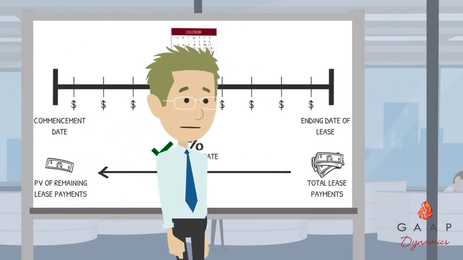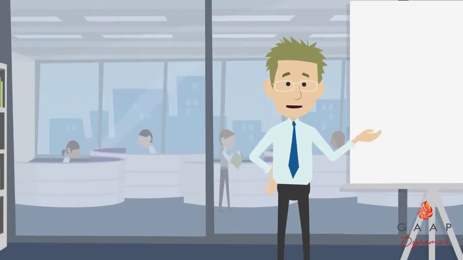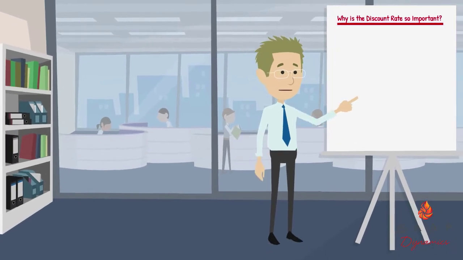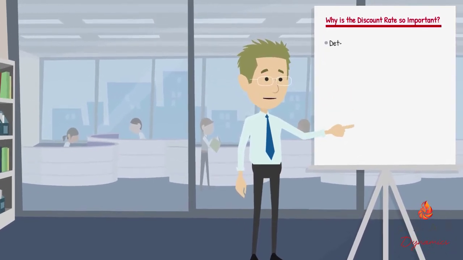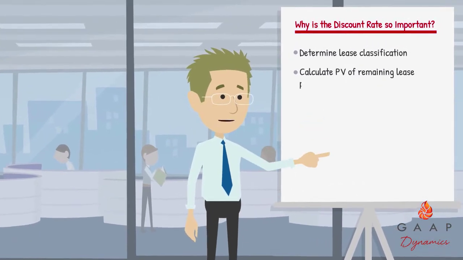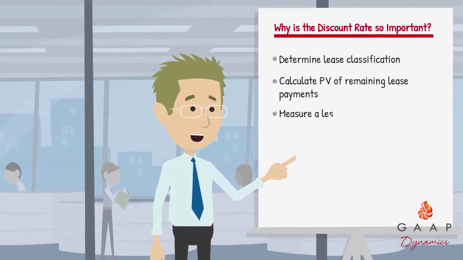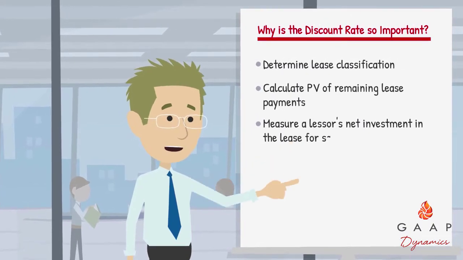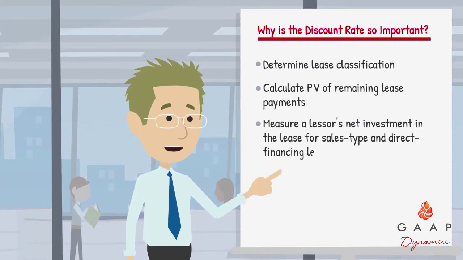The discount rate is really important in applying ASC 842. Why? Because it's used to determine the lease classification, calculate the present value of the remaining lease payments, and measure a lessor's net investment in the lease for sales type and direct financing leases.